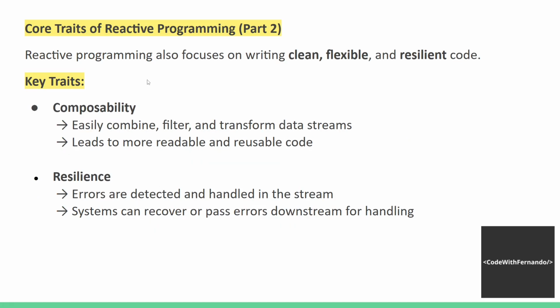Okay, we have part 2. Let's continue. Composability. Easily combine, filter, and transform data streams. We can use a lot of operators. Filter, map, and more. These operators look like the ones that we use in Java 8, for example. So if you know Java 8, you will be really comfortable working with these operators also. It leads to more readable and reusable code. Resilience. Errors are detected and handled in the stream. Systems can recover or pass errors downstream for handling.